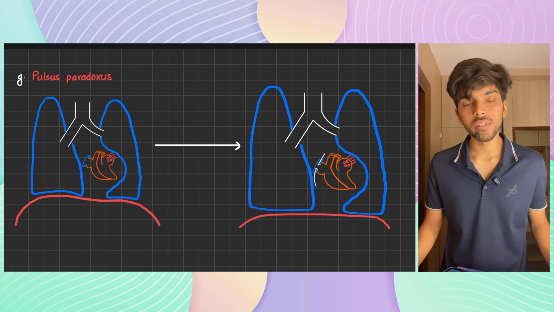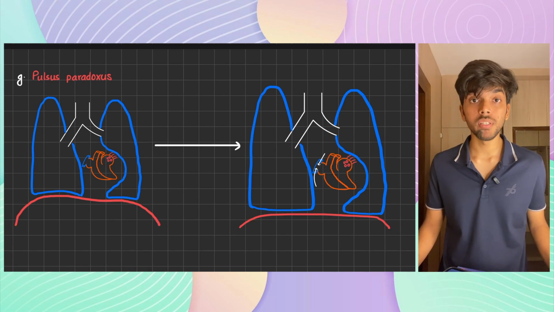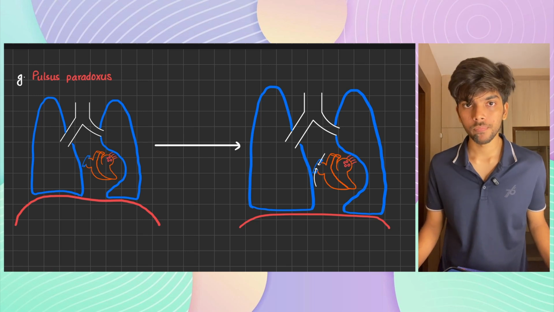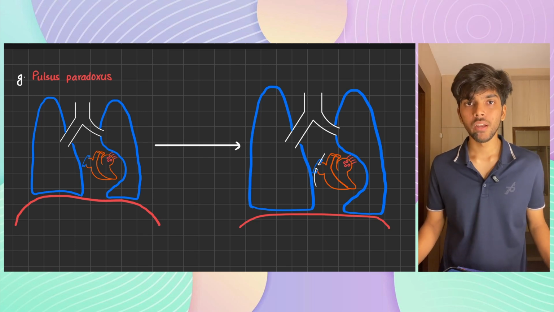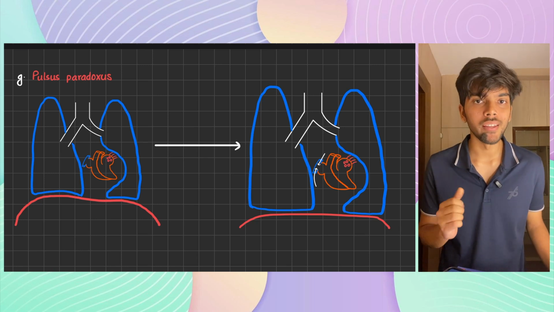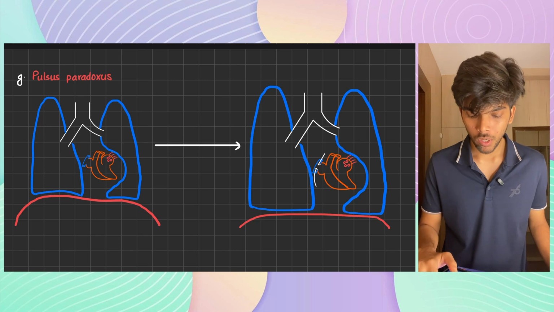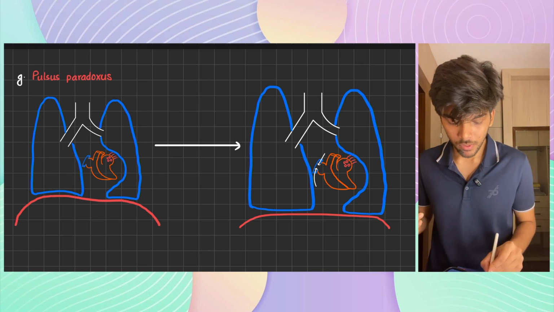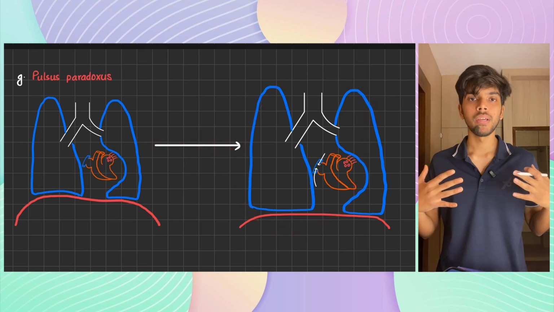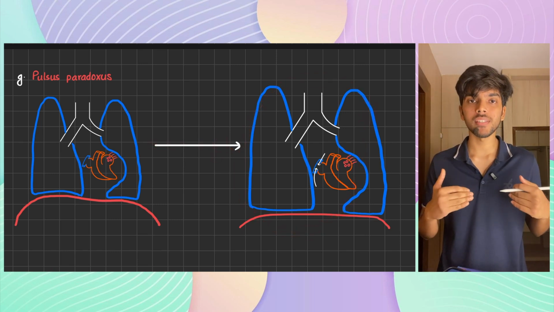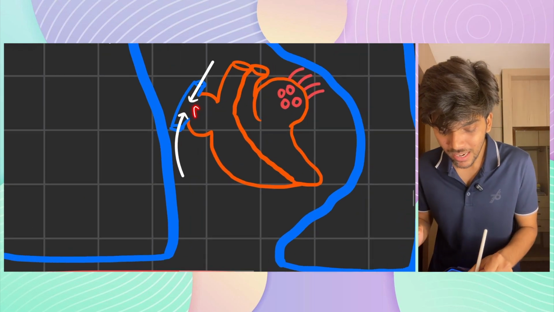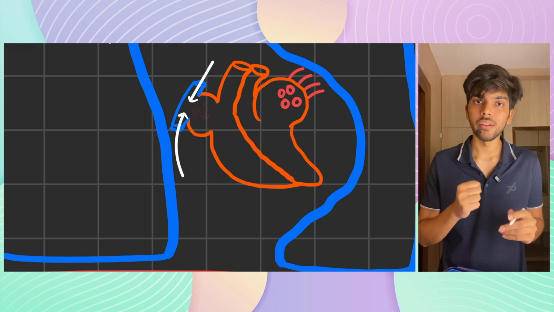Before understanding Pulsus paradoxus or the pathology behind it, you need to know the normal physiology. The normal physiology is that during inspiration, the systolic blood pressure decreases. How? During inspiration, the intrathoracic volume increases and the intrathoracic pressure decreases. So the pressure inside the right atrium also decreases.